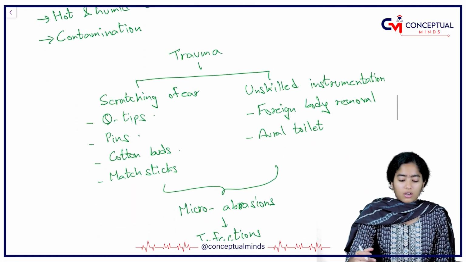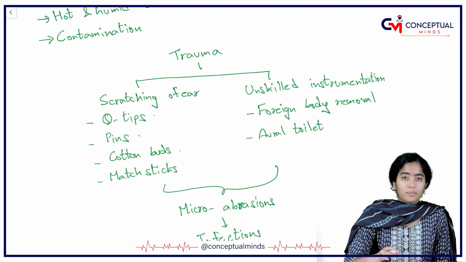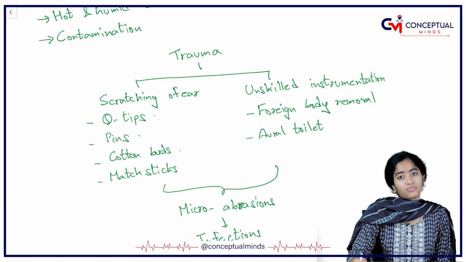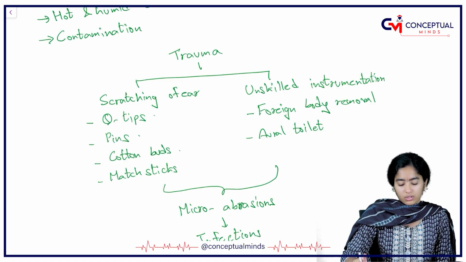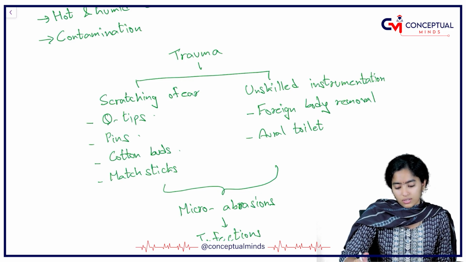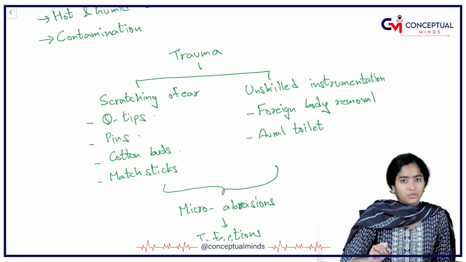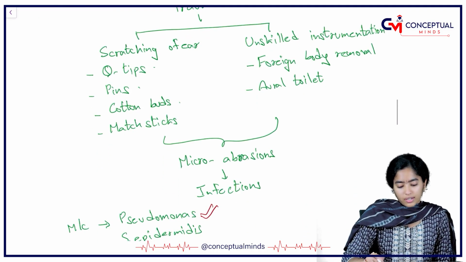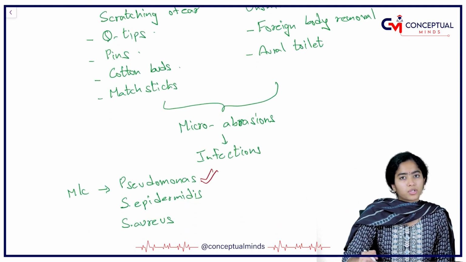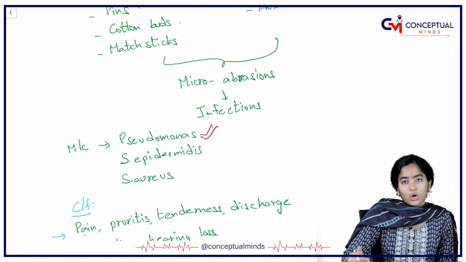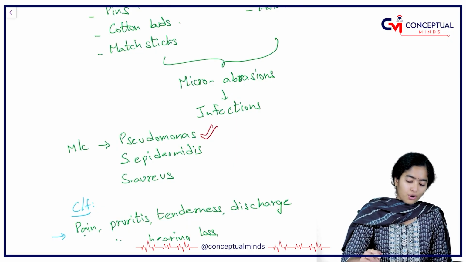Trauma can occur. The patient has a habit of scratching the ear with various substances, and it can also occur because of unskilled instrumentation by the doctor, or going for treatment to quacks. Generally, during procedures like foreign body removal, the external auditory canal can be damaged. It undergoes microabrasions, and that will predispose to infections. The most common organism is Pseudomonas, followed by Staph epidermidis and Staph aureus.